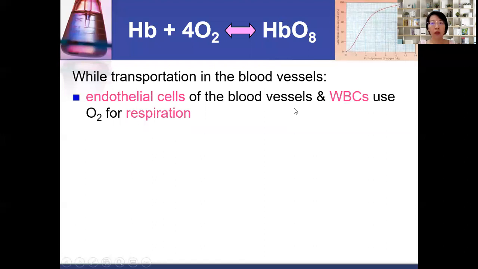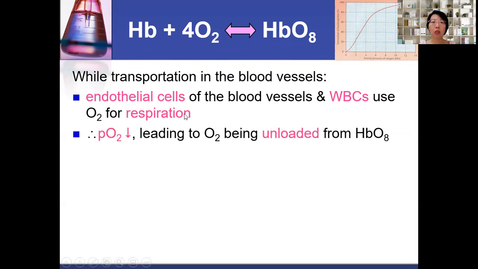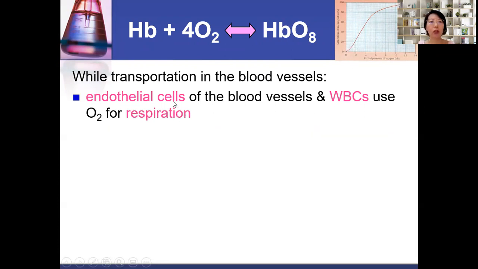Okay, so what about when the oxygen is being transported in the blood vessels? In the blood vessels, there are a lot of endothelial cells on the wall of the capillary facing the lumen, and also white blood cells. So they will use oxygen for respiration. Okay? Do red blood cells carry out aerobic respiration?